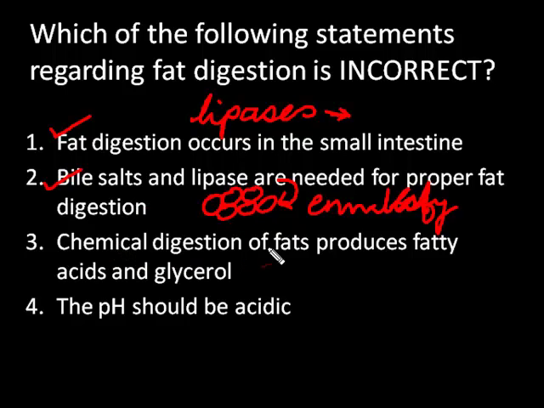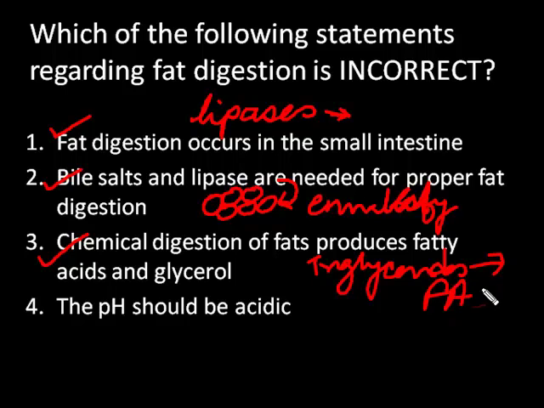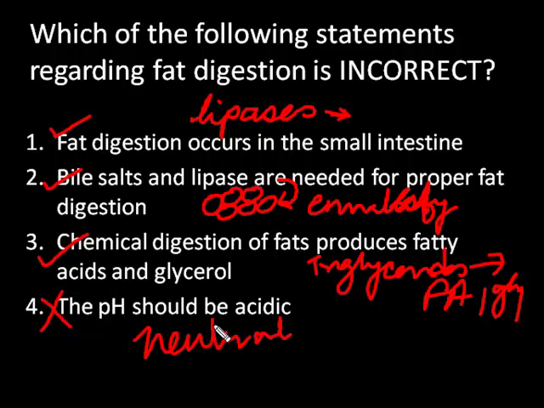And chemical digestion of fats produces fatty acids and glycerol. As I mentioned earlier, the lipases act on fats, and so triglycerides are broken down into fatty acids and glycerol, and that is the end product. And lastly, the pH should be acidic. Now this is false because in the small intestine, the pH is neutral, very similar to what it is like in the mouth. So the pH should not be acidic.